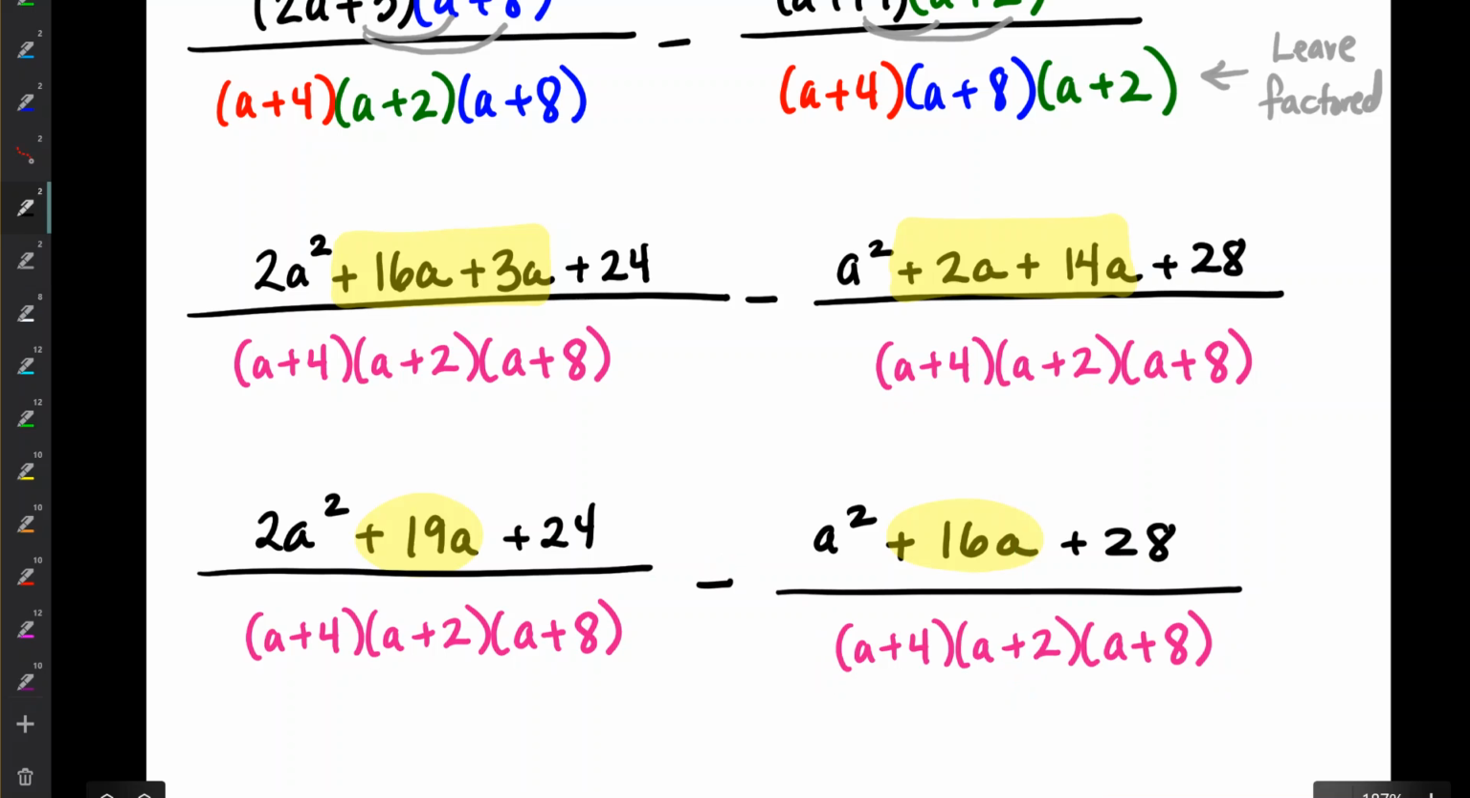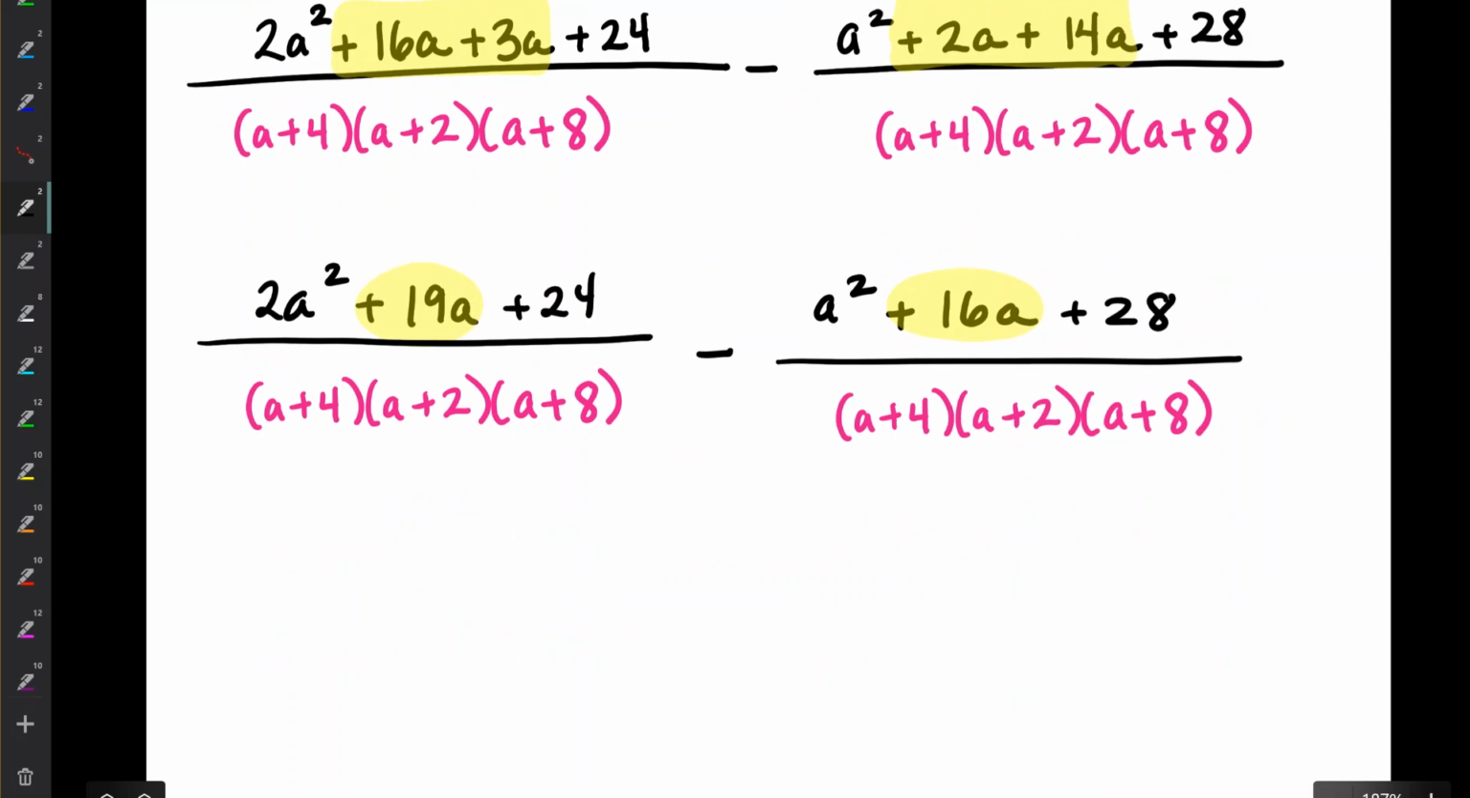And so once I have this, all I'm going to do is subtract my numerators. Now what's really important is that this numerator has 3 terms. So I need to subtract each of them. In other words, I'm going to distribute the negative. The sign is going to change on every single one of these. And if you wanted, you could even say, hey, that a squared, by the way, is positive.